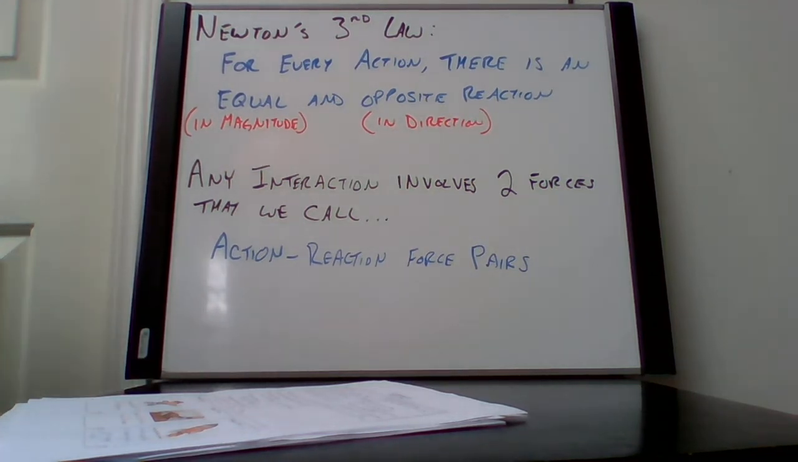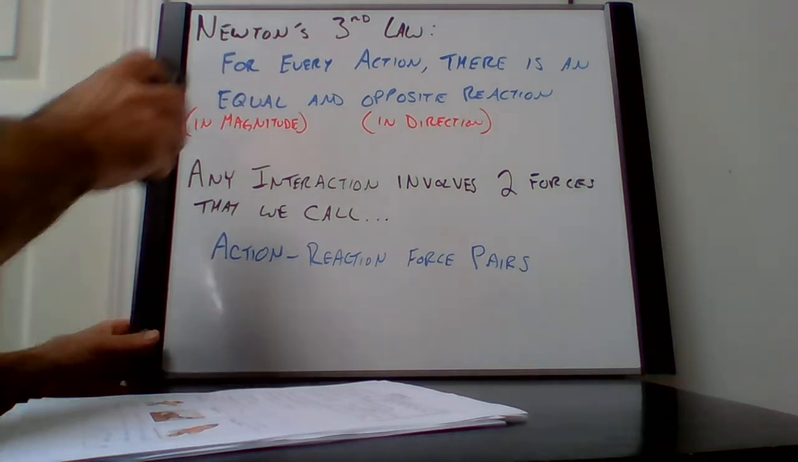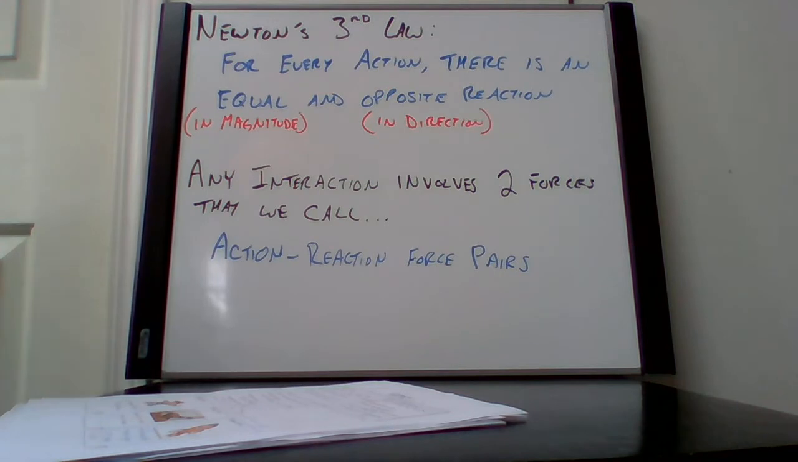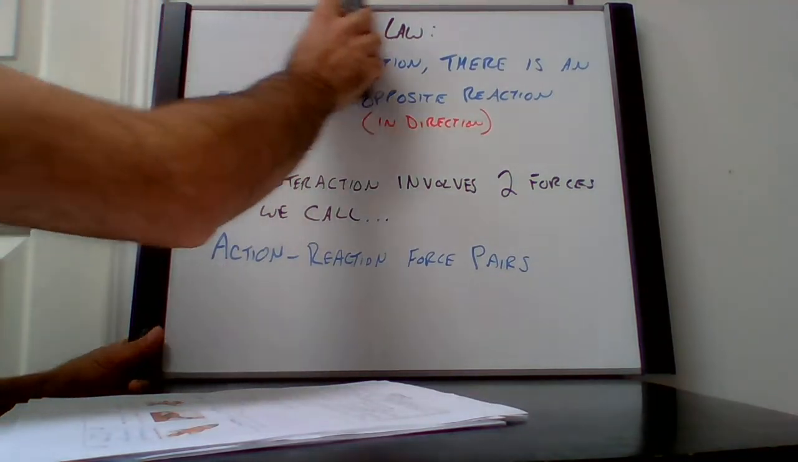So let's look at a couple examples to understand how this is working. Once again, Newton's third law: for every action force, there's an equal in magnitude and opposite in direction reaction force, and we call these action-reaction force pairs.